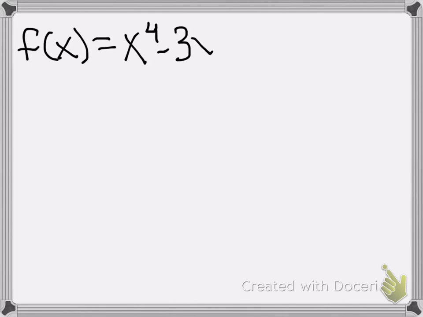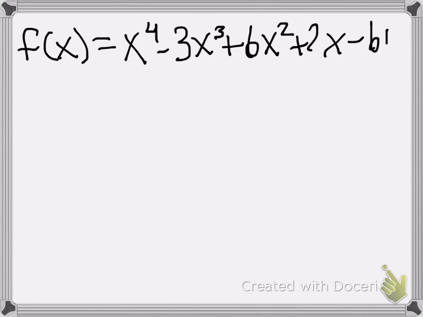Okay, the last concept that we're going to do is I'm going to give you a function, and it's going to be a 4th degree polynomial, x to the 4th minus 3x cubed plus 6x squared plus 2x minus 60. Okay? And I'm going to give you this as a 0. And I want you to find the rest of them. So you have 3 more to find. Okay? So we're going to kind of work backwards on this.